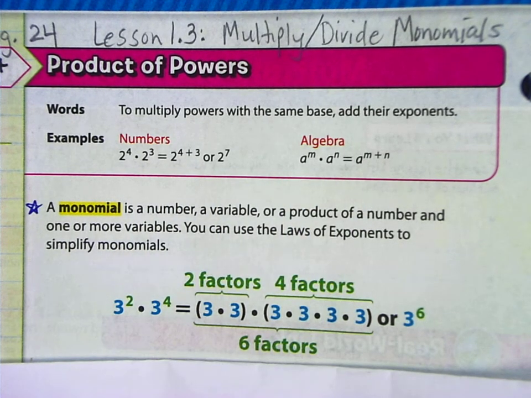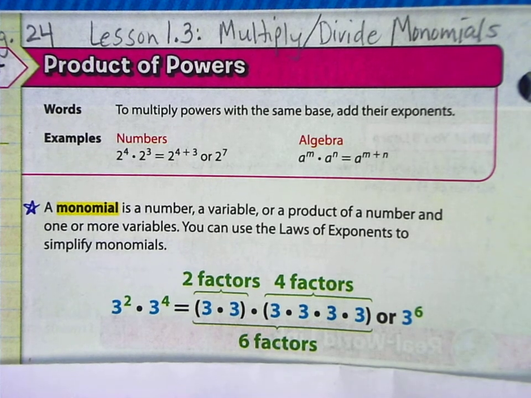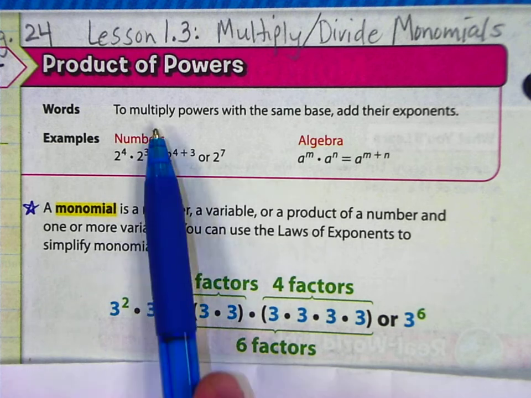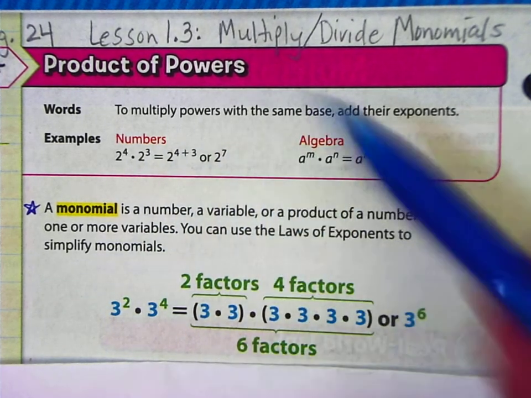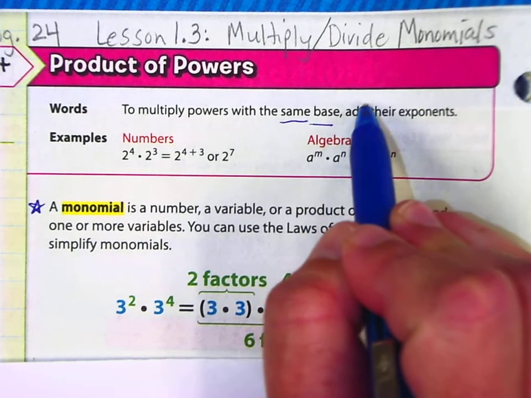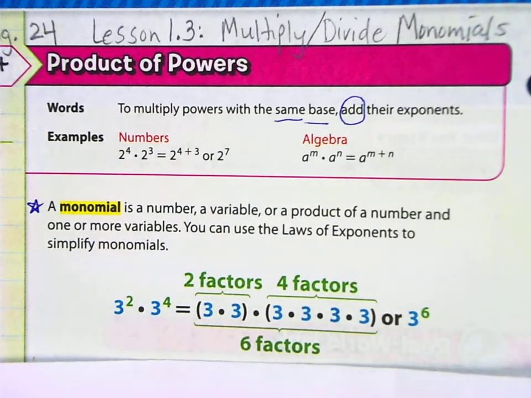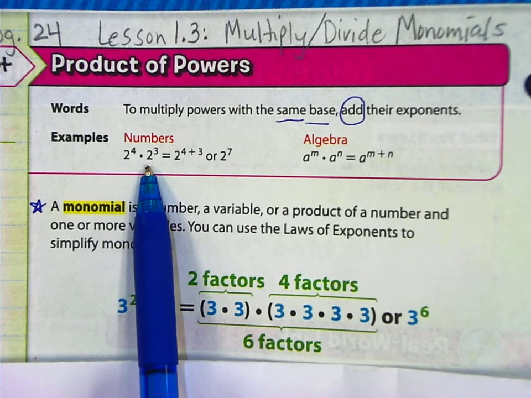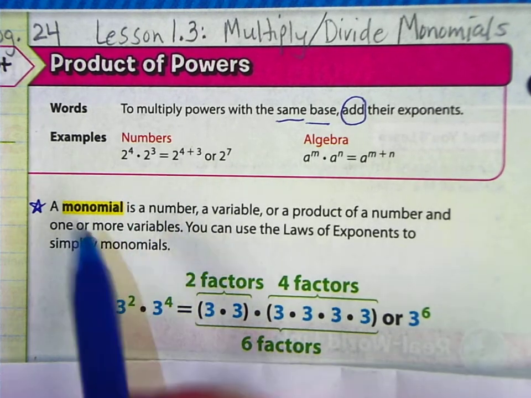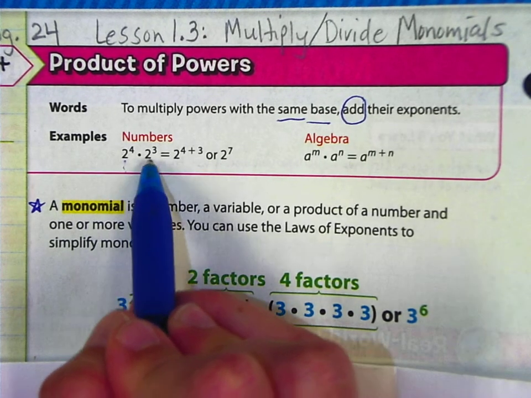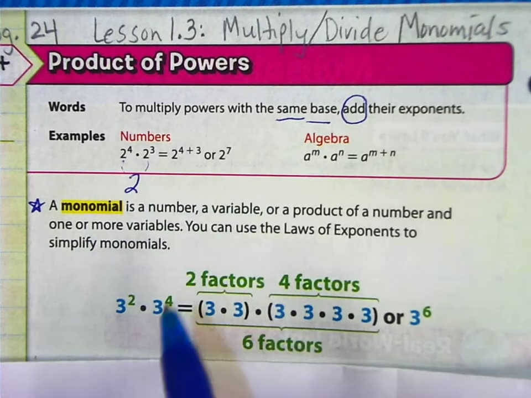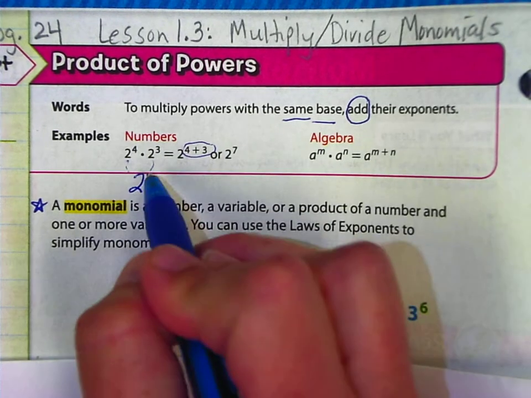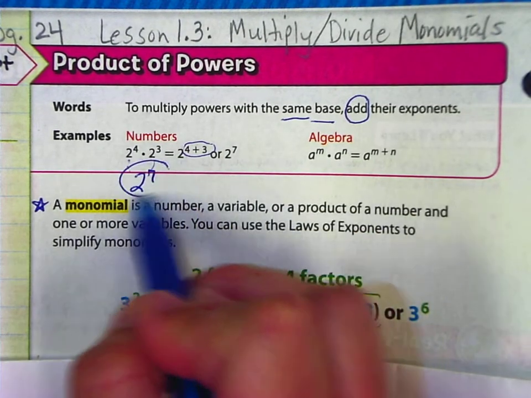Okay, so the first law of exponents that we're going to cover is called the product of powers. And what that says is to multiply powers with the same base, you add their exponents. So for example, we have 2 to the 4th times 2 cubed. Because these bases are the same, they're both 2's, you keep the same base and add the exponents. 4 plus 3 is 7, so your answer would be 2 to the 7th.